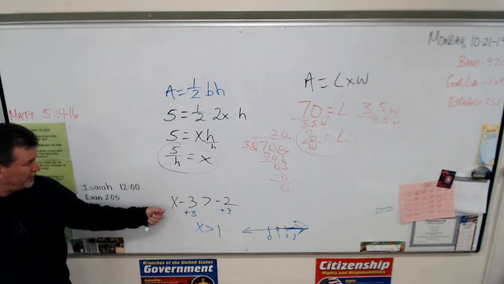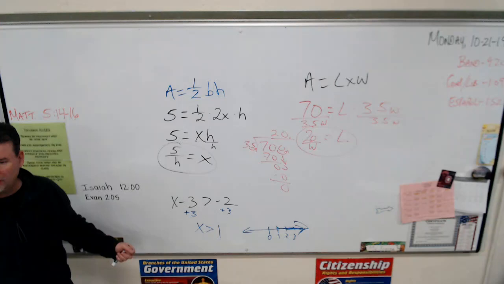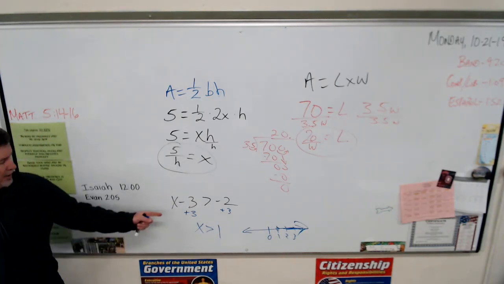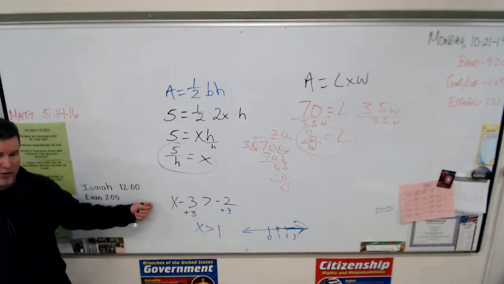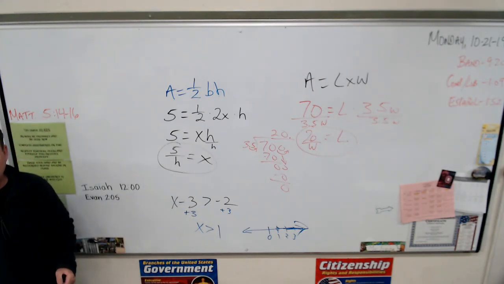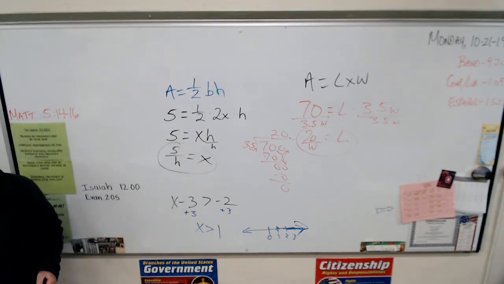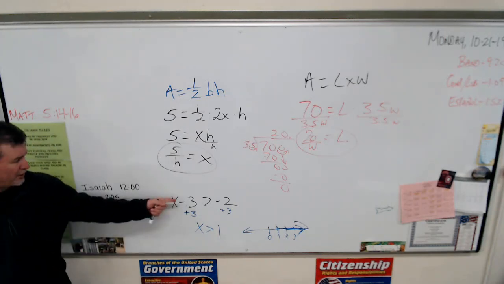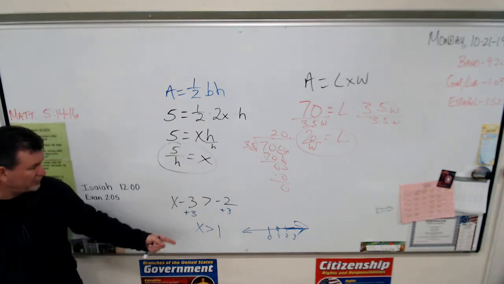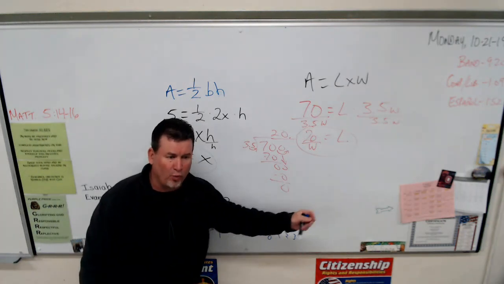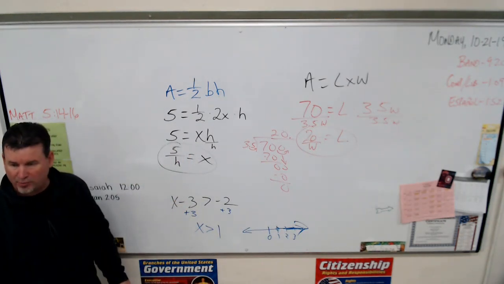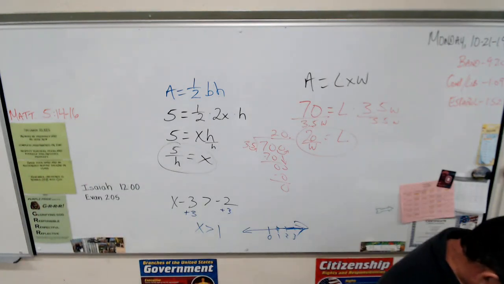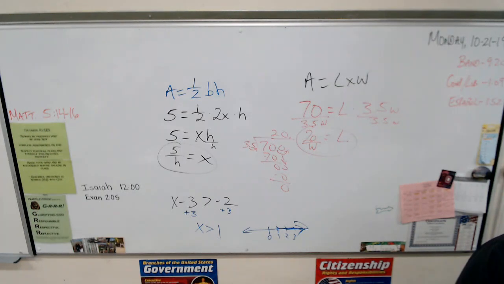Think about it. What's 2 minus 3? Negative 1. Is negative 1 greater than negative 2? Yes. Anything where x is greater than 1 fits this. What's 10 minus 3? 7. Is 7 greater than negative 2? Yes. What's 118 minus 3? 115. Is 115 greater than negative 2? Yes. Everything greater than 1 is a solution to that problem. That's how you do it right there. Got it?